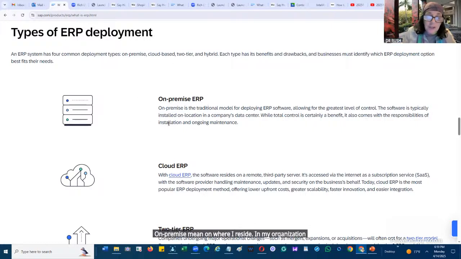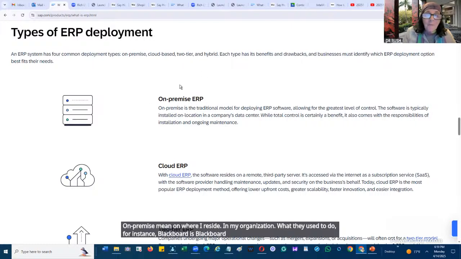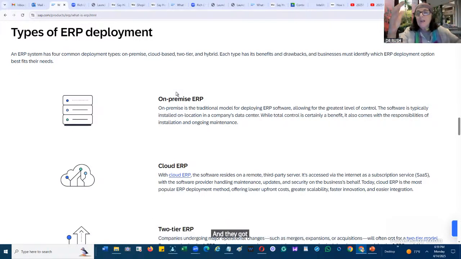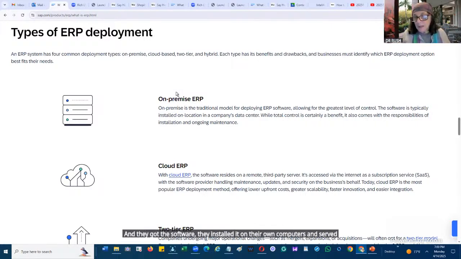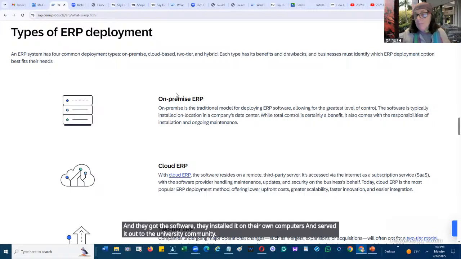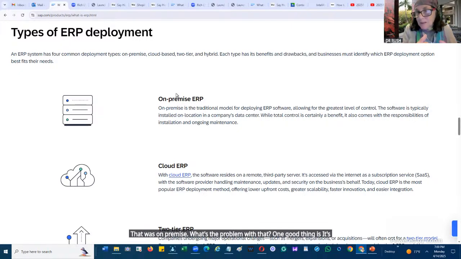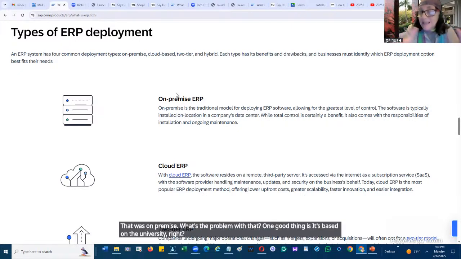What they used to do, for instance, Blackboard used to have on premise, meaning Blackboard had a room of computers, Frank. They had a staff to take care of it, and they got the software, installed it on their own computers and served it out to the university community. That was on premise. What's the problem with that? One good thing is it's based on the university. What's the bad thing is it's based on the university.